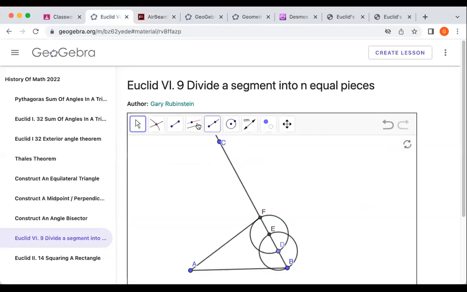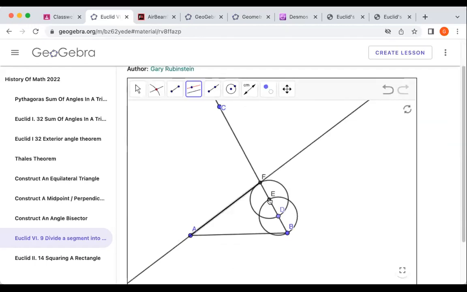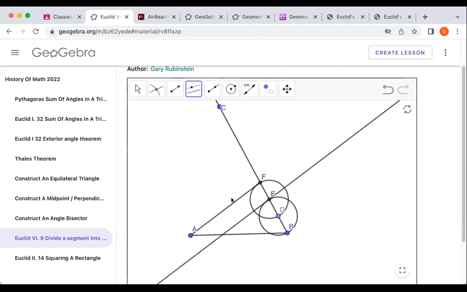So here I have a tool that's a parallel line tool. When I click on that, I can click on a line and then on a point, and it will make a line parallel to the line through that point. And I'm going to make another line. So I made these 2 parallel lines. And now I get these 2 intersection points where those parallel lines hit the triangle.